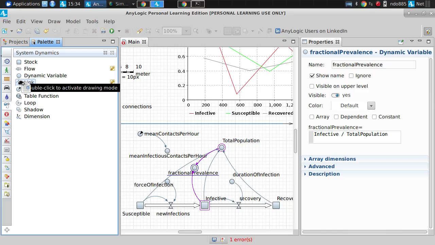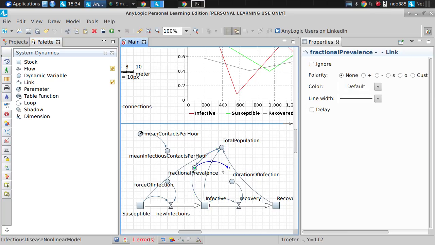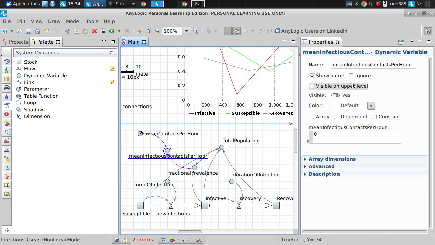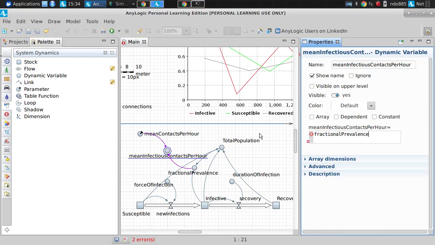If I have a total of 10 contacts per hour, and out there in the population about 50% of people are infectious, how many people would you wager I bump into per hour that are infectious? 50%, so 5 of those 10. Okay, so mean infectious contacts per hour just depends on fractional prevalence times mean contacts per hour, okay?